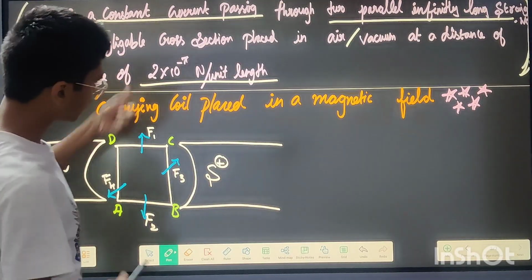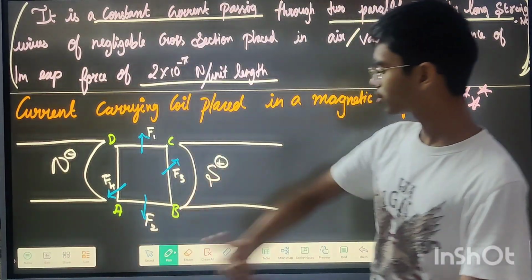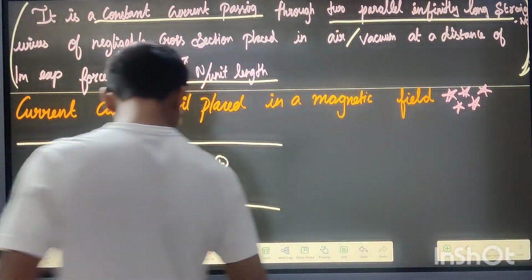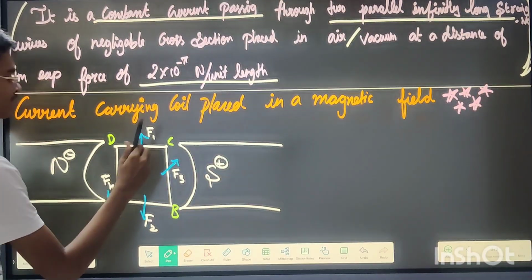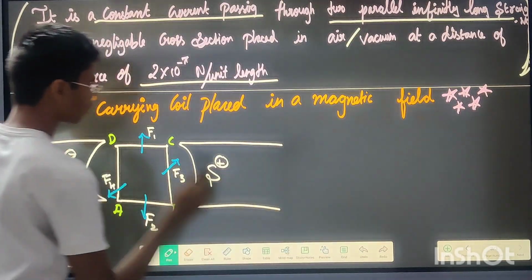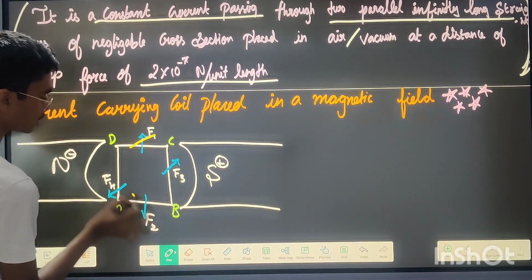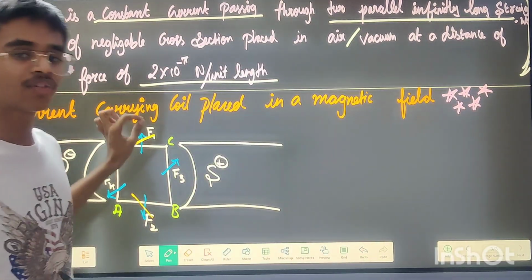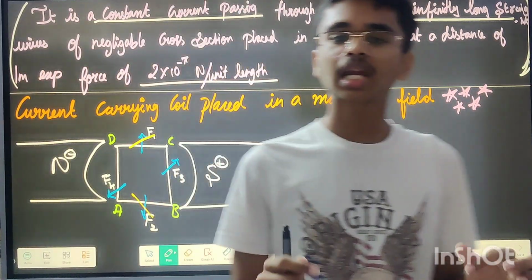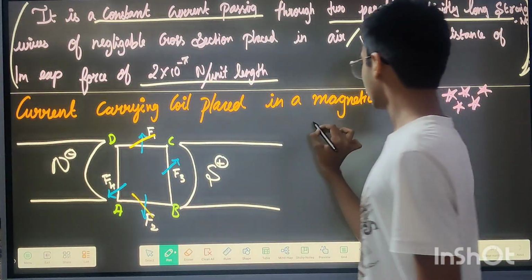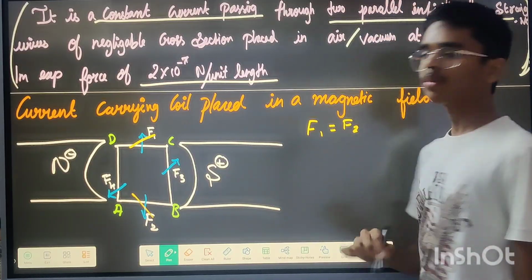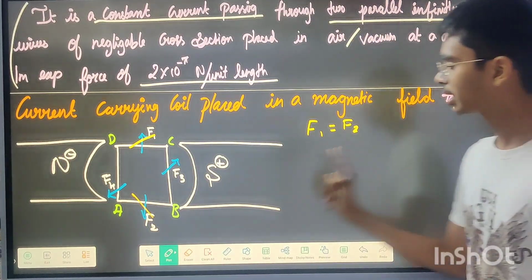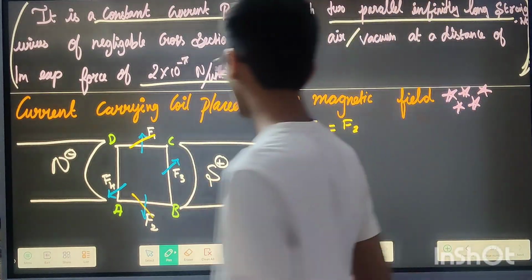Now you can see one common thing: this force is in this direction and this force is also in this direction. This is the force from D. So one is like this, another is like this, so this effect can be cancelled out. This effect also can be cancelled out because F1 and F2 are equal but in opposite directions. So F1 is equal to F2, but they are opposite in direction, so you can just cancel them out. Coming to F4 and F3.